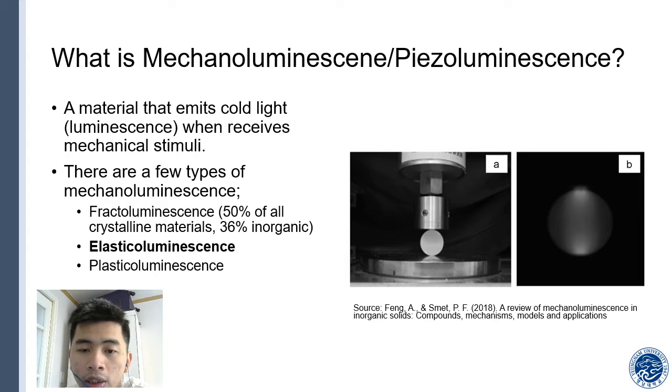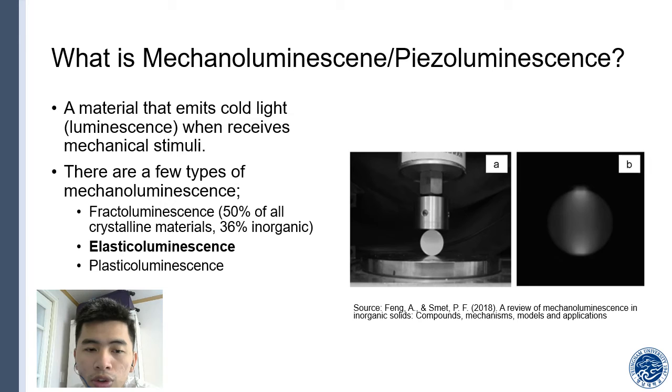another term that you might see or read in the journals is piezoluminescence. Virtually both mean the same. The definition itself is that the material can emit cold light when it receives mechanical stimuli. Cold light, so it is non-thermal. And then there are a few types of mechanoluminescence. One of them is fractoluminescence, the first discovered phenomenon.